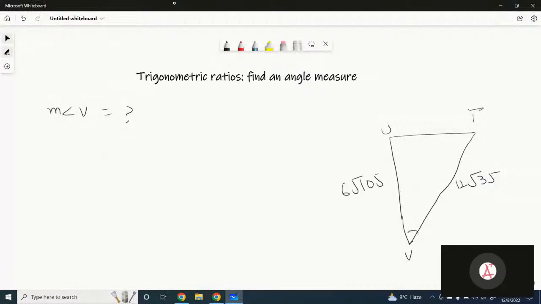So here you have angle V. You are given the adjacent and the hypotenuse. That means you can use cos of angle V. Got it? So cos of angle V is adjacent divided by the hypotenuse. The adjacent is 6 square root 105, and the hypotenuse is 12 square root 35. Got it?